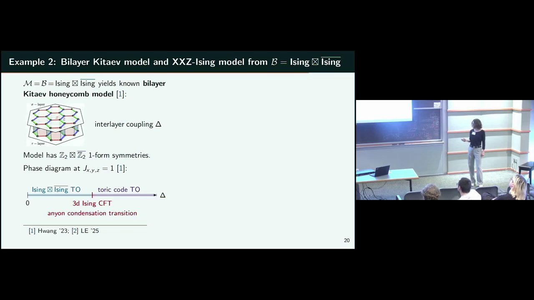And then when delta is large, one can map the model to a quantum dimer model on the Kagome lattice and find toric code topological order. And so this transition is basically some anyon condensation transition, which should be in the 3D Ising universality class.